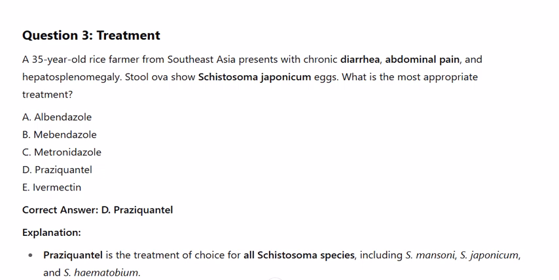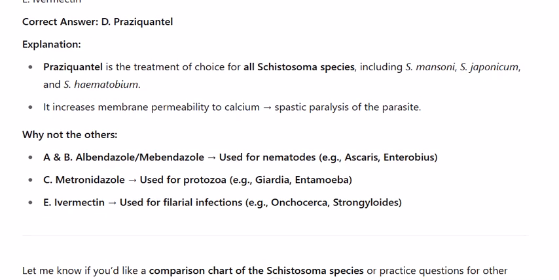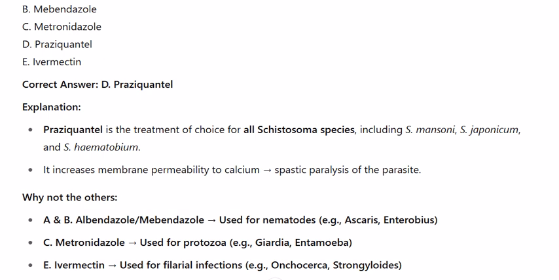Correct answer: Praziquantel. Explanation: Praziquantel is the treatment of choice for all Schistosoma species, including S. mansoni, S. japonicum, and S. haematobium. It increases membrane permeability to calcium, causing spastic paralysis of the parasite.